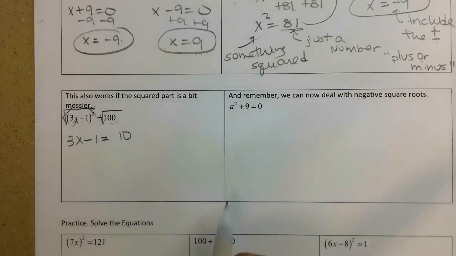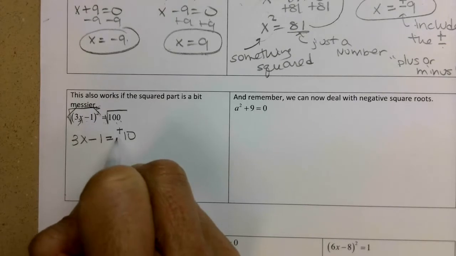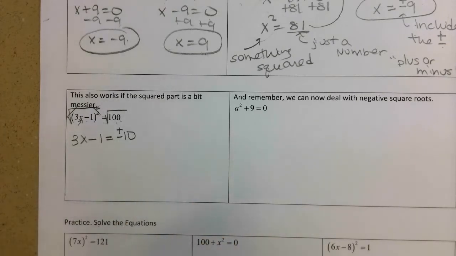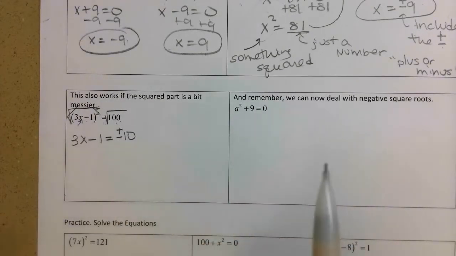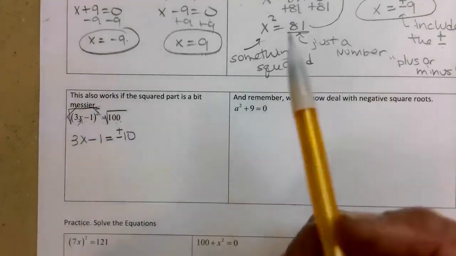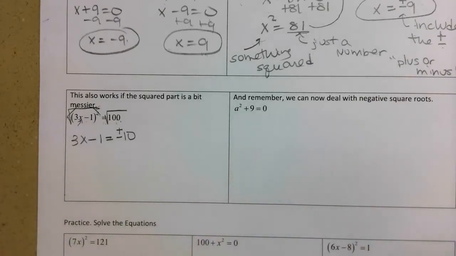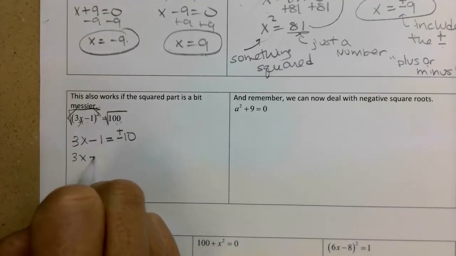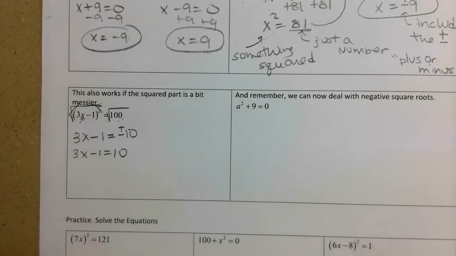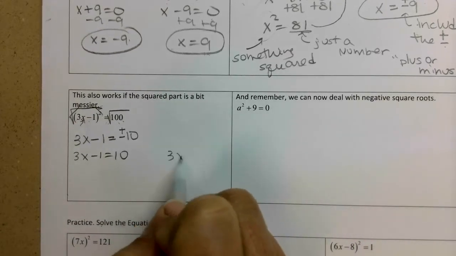And what do I do as soon as I take the square root? Plus or minus 10. You can think of that because if you had parentheses around negative 10 and squared it, you would get 100, and positive 10 in parentheses squared also gives you 100. So now I've gotten to 3x minus 1 equals plus or minus 10. What that means is it either equals positive 10 or it can equal negative 10. So you can solve that by writing one equation equals positive 10.